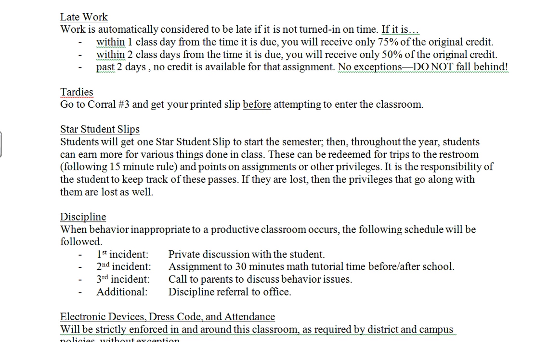Star student slips. I give out little bonus slips in class throughout the year for different things. It could be because we had a question, we're doing a little review activity, you knew the answer to a question, you get these little star slips throughout the year. Everybody will get one to start the semester. You can earn more as the semester rolls on. These are your tickets to do special things in the classroom, such as going to the bathroom.